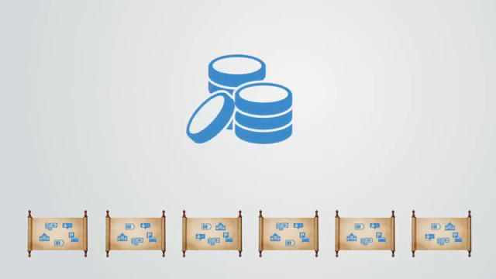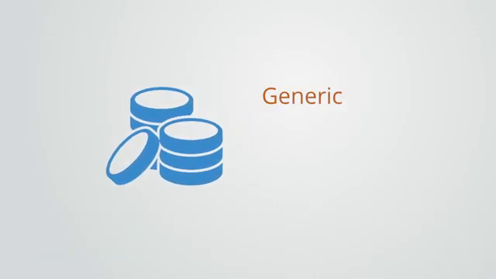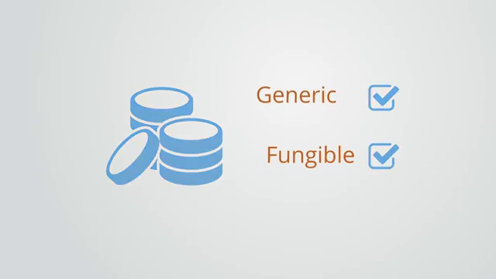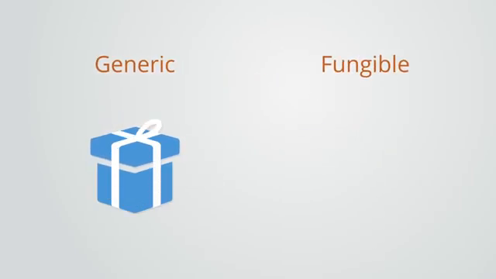A token is simply a quantified unit of value. Tokens are both generic and fungible. It is generic in that it can be used to define any form of value, and it is fungible, meaning it is exchangeable between different specific forms of value.